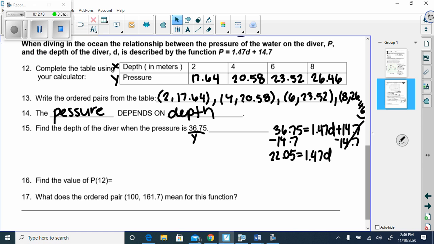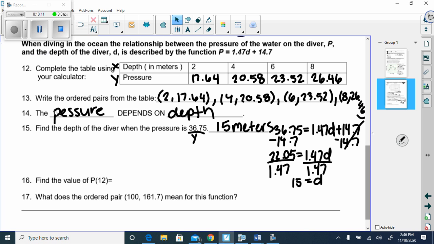Okay, and then my last step to get D by itself would be to, very good. So I have to divide both sides by 1.47, and I end up with D equals 15, so that means he must have been at a depth of 15 meters.